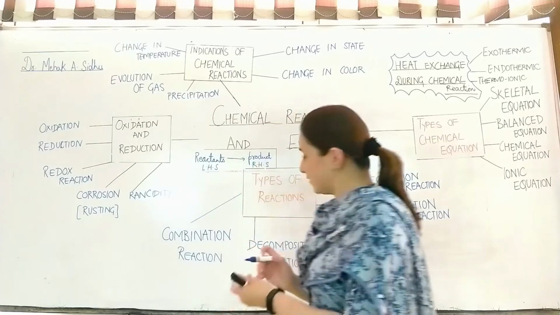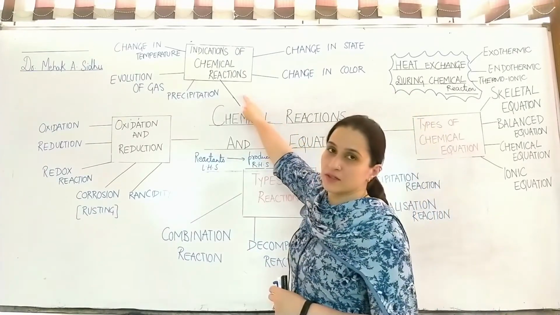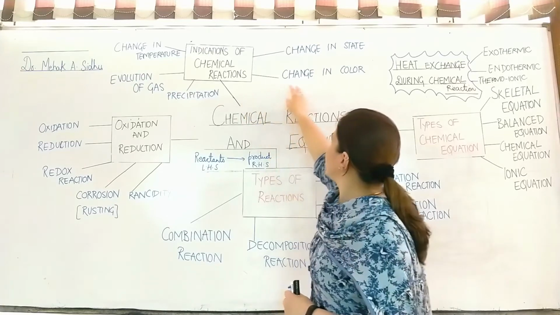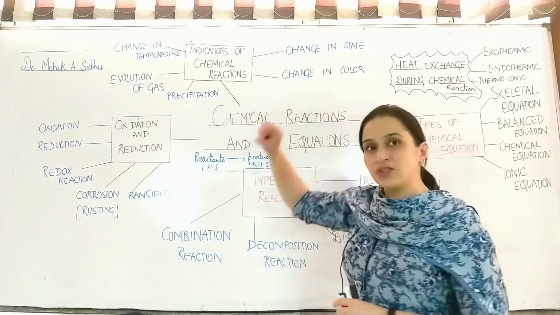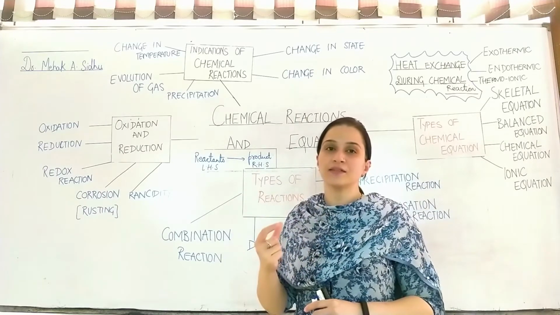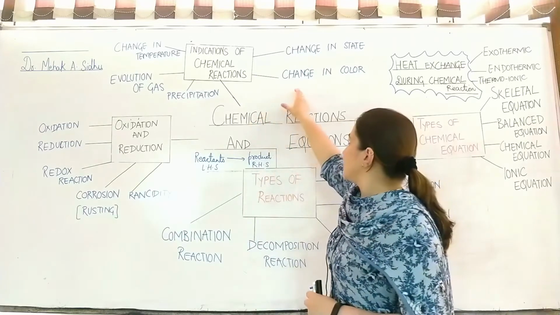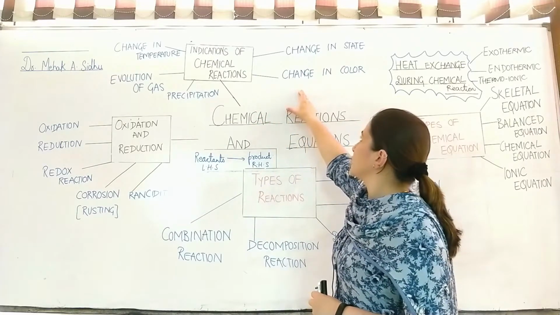How can we say that a chemical reaction has occurred? For this, we have indicators. First of all, there will be a change in color. If there is a change in color, that means it has a color and becomes colorless. We will come to the activities later on. Then we can say that a chemical reaction has occurred.